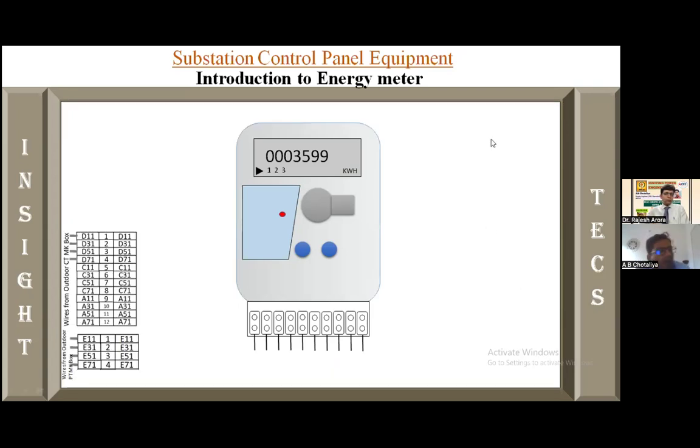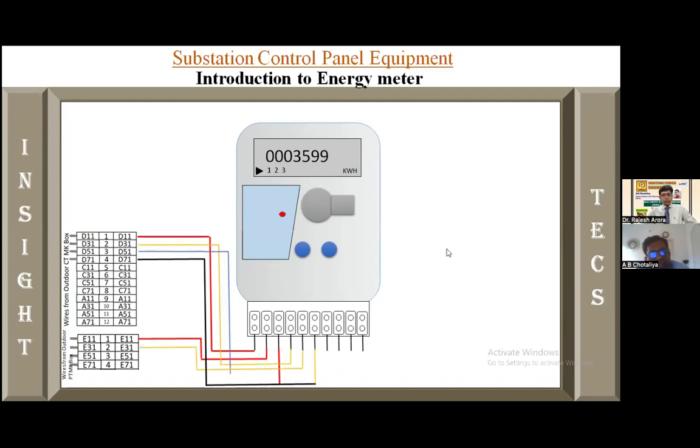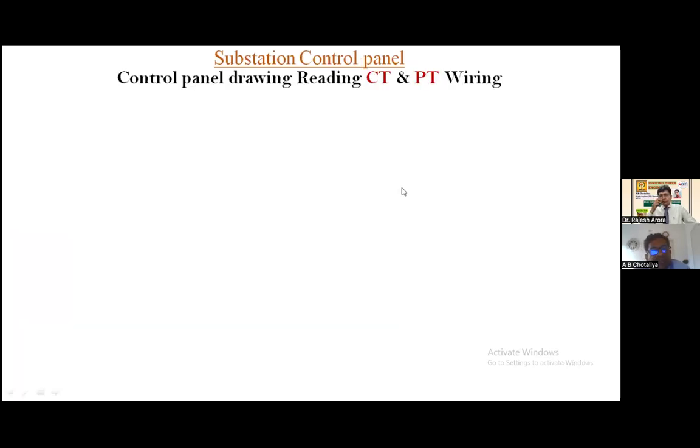And as we have seen D11, D11 will come to the R main and return from the R load to the neutral, as we have seen. And PT will be connected to the middle one of the CT connector. Okay, so this is how our energy meters are connected in the control panel to measure the energy passing through the system. So this is how the energy meter works.